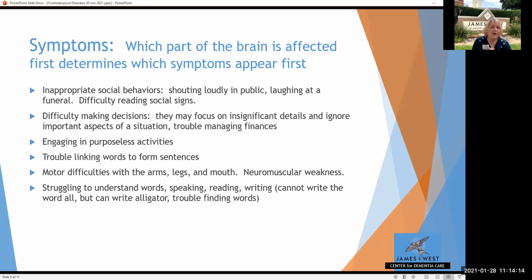An interesting phenomenon that you'll see a lot of times with people with any of the frontotemporal disorders is you may ask them, and this was an example that I found, where a woman was asked to spell the word all, A-L-L, and she couldn't, but she could write the word alligator. So she could write out alligator, but she couldn't write all.